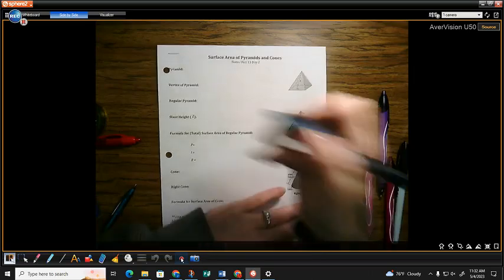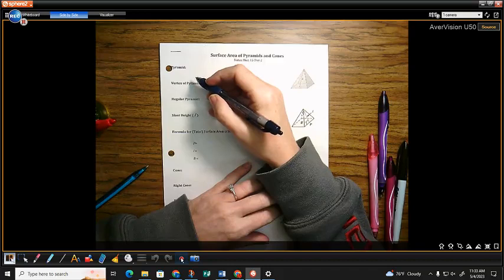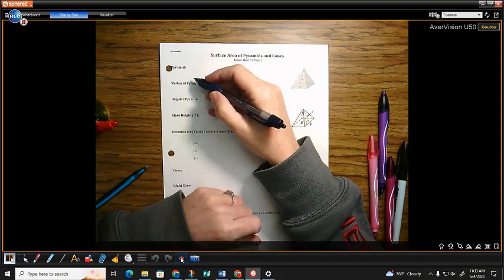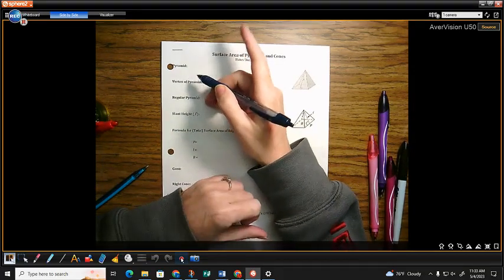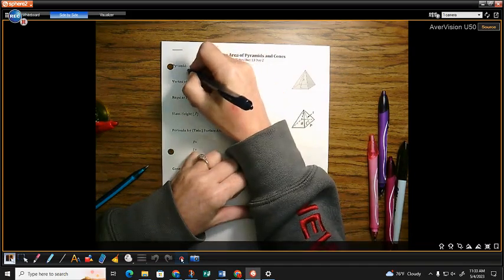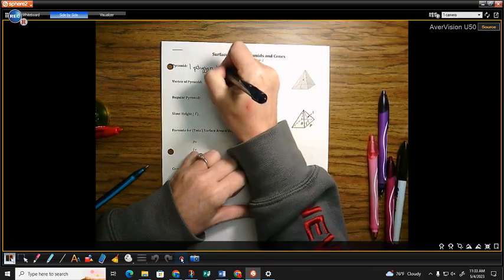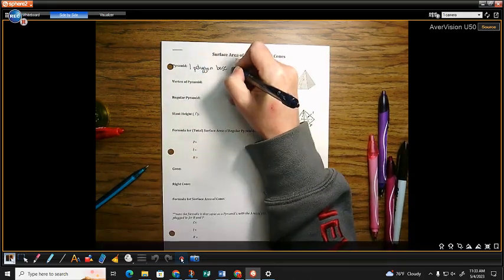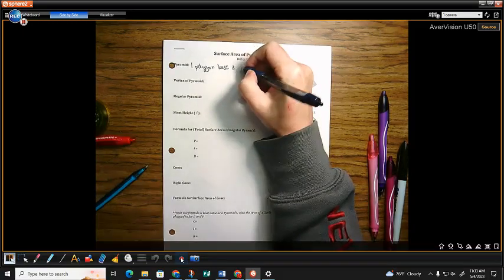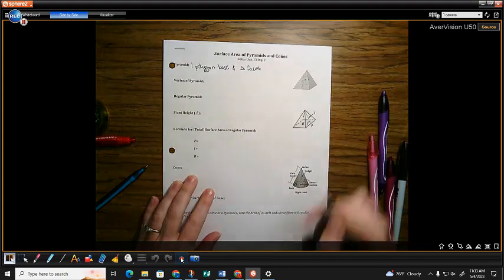Okay, so what makes a pyramid? Triangles. Something about triangles. One base. One base that's made of a polygon, any old polygon you want. So it has one polygon base and an apex, and then triangular faces. Okay.